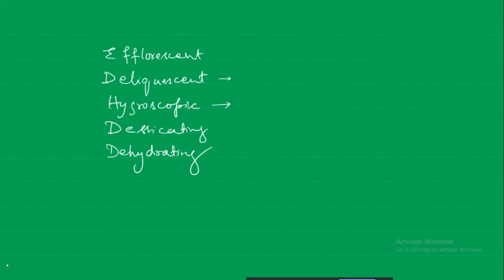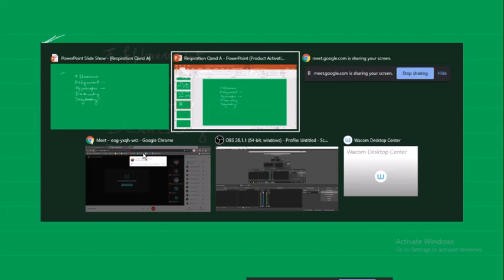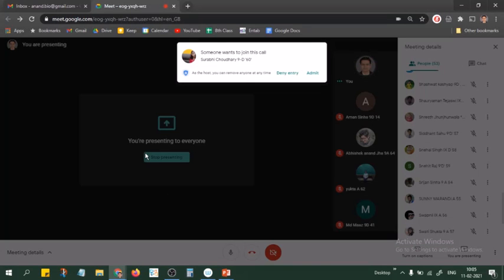So in our previous class, we were discussing the revision. We are doing revision of the water chapter, and we stopped in the previous class at this point, which are the different properties of water and chemicals: efflorescent, deliquescent, hygroscopic, desiccant, and dehydrating substances. The question was, if you are trying to package an electronic item, which kind of substance would you choose to protect it from excess moisture?